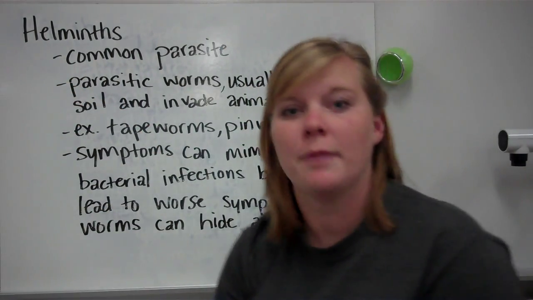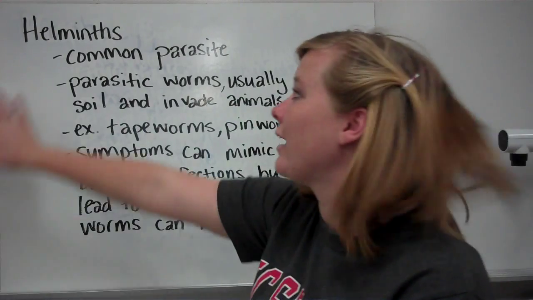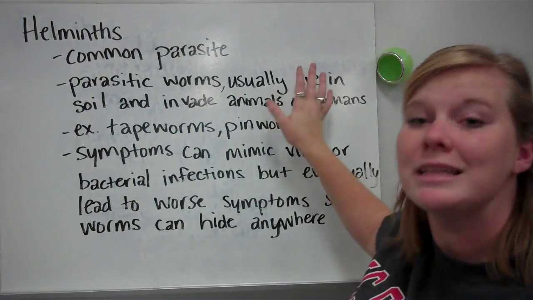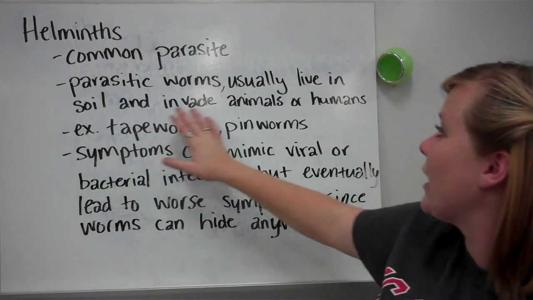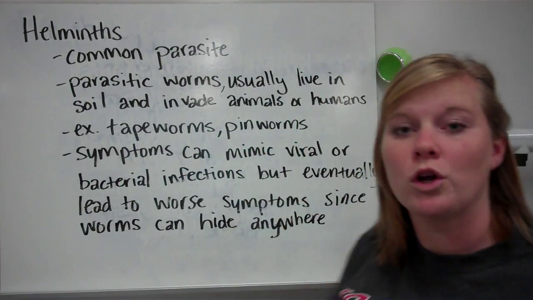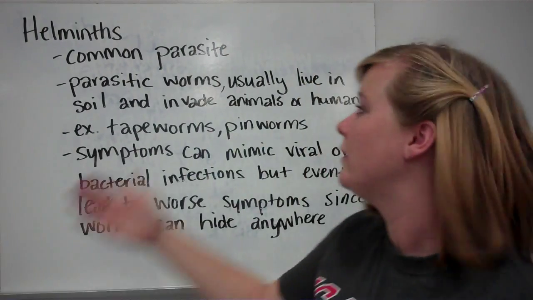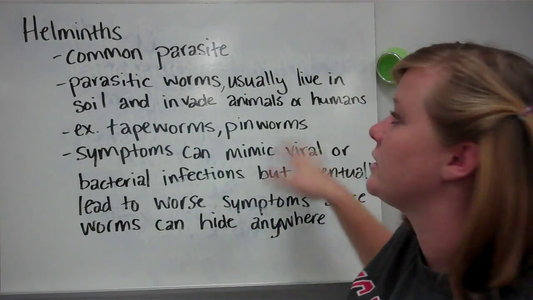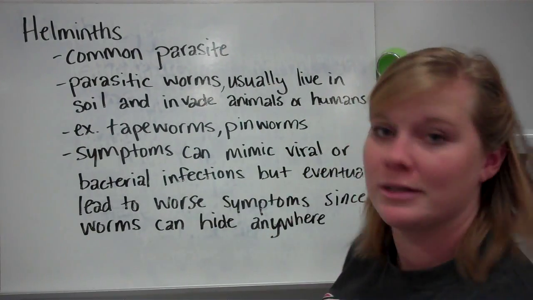Right. One of our most common parasites, especially here in the US, are our helminths. Helminths are parasitic worms that usually live in the soil and are actually going to invade animals or humans. So they're going to start out in the soil and then they're going to use animals or humans as a host in order to feed off of, because they are, again, a parasite.